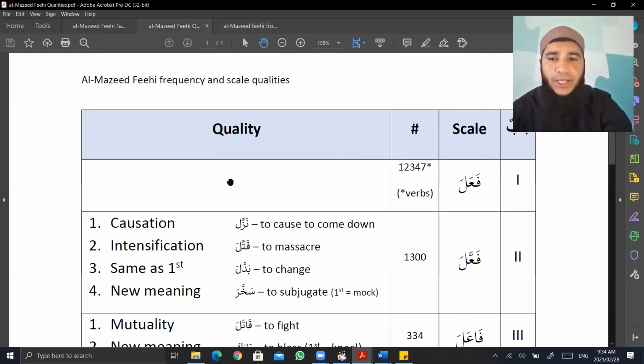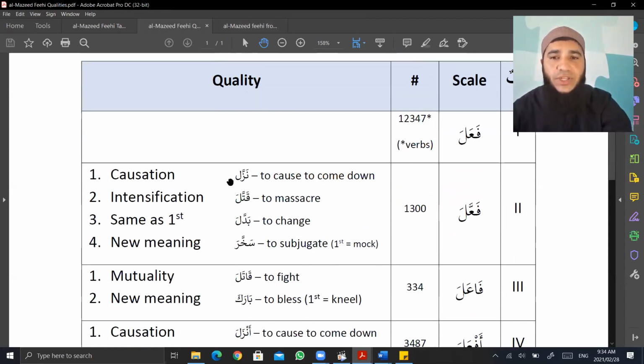And just to remind you, the connotation of the third bab is usually it either has its own new meaning or its mutuality. Mutuality is a very common, the most common connotation in that third bab, where it's an action where it takes two to tango, two people are partaking in the action.